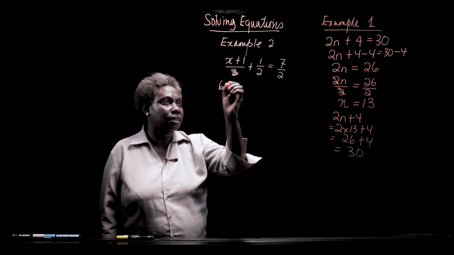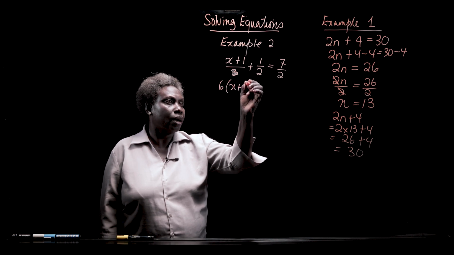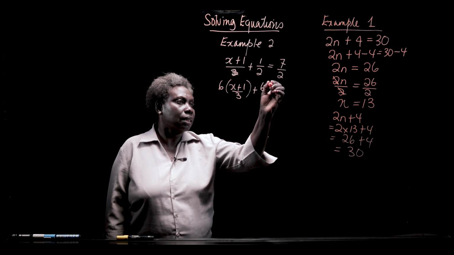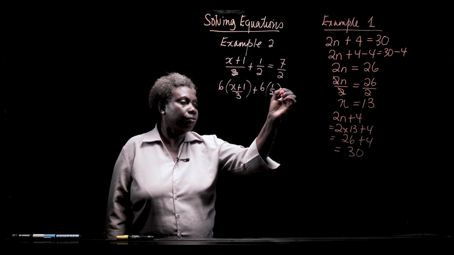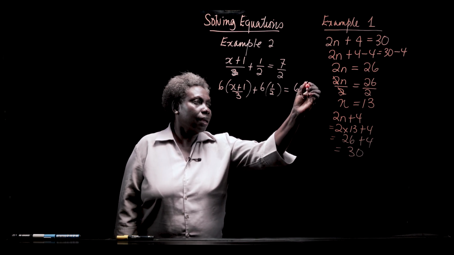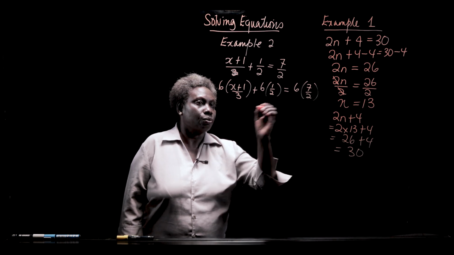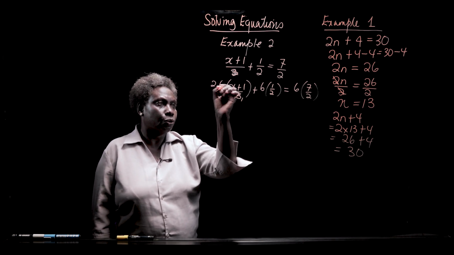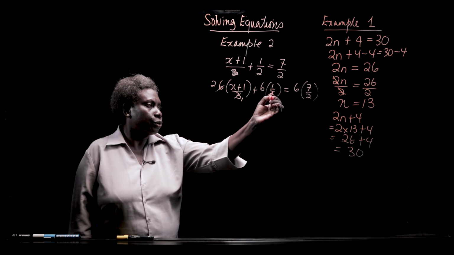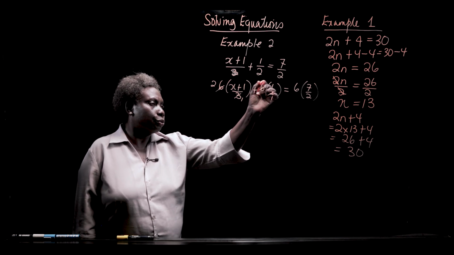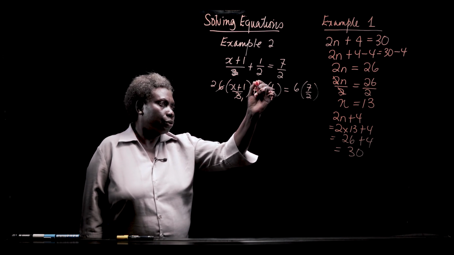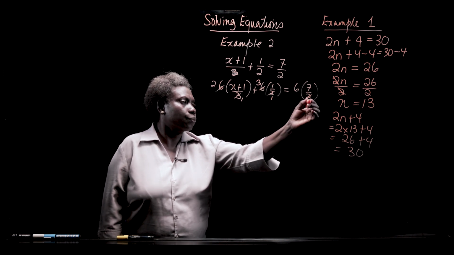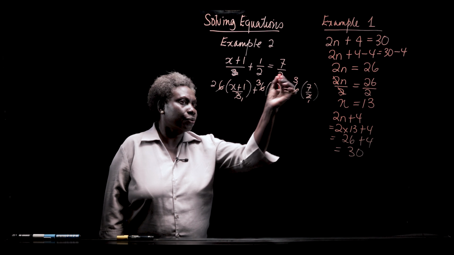Okay, we have 6 times x plus 1 over 3 plus 6 times a half is equal to 6 times 7 over 2. 3 into 3 is 1. 6 into 3 is 2. 2 into 2 is 1. 6 into 2 is 3. 2 into 2 is 1. 6 into 2 is 3.